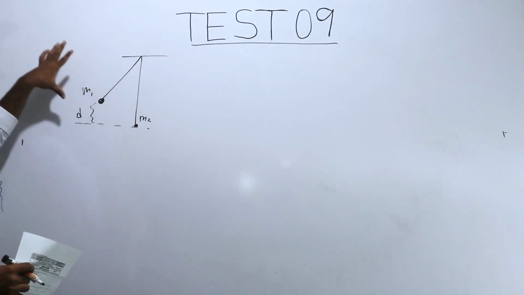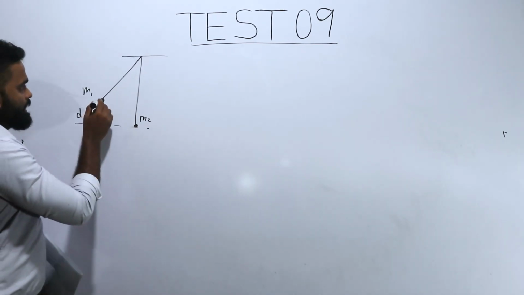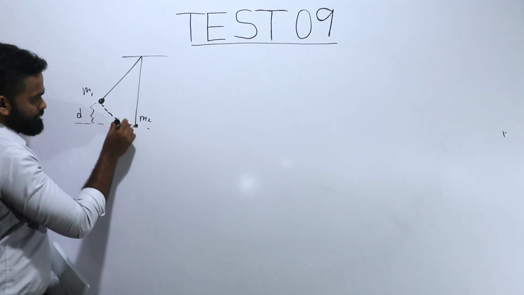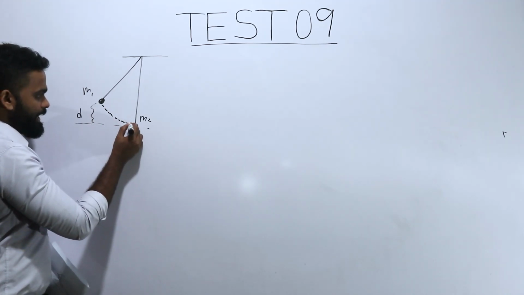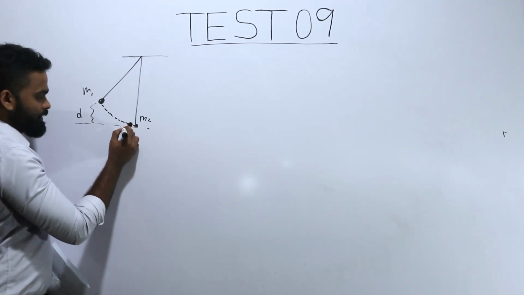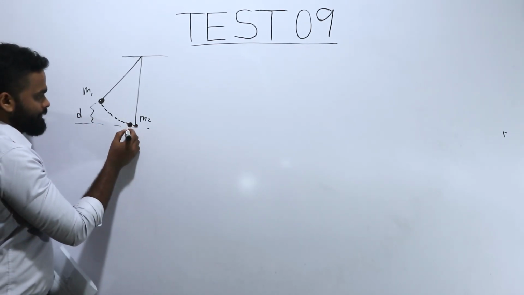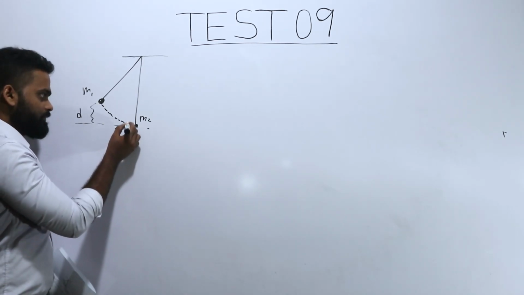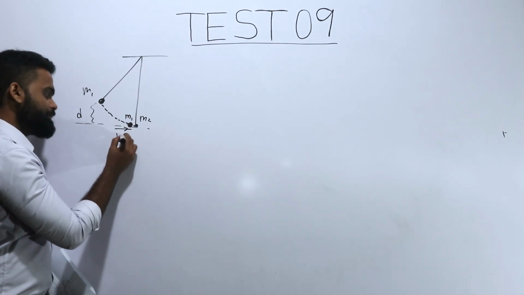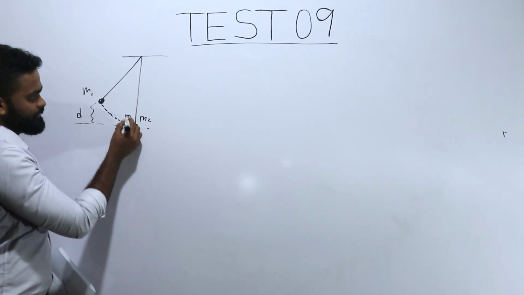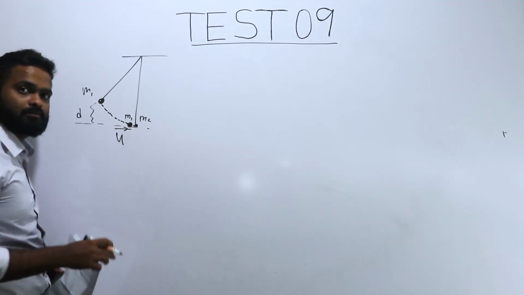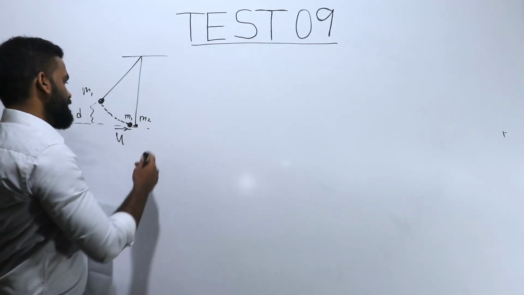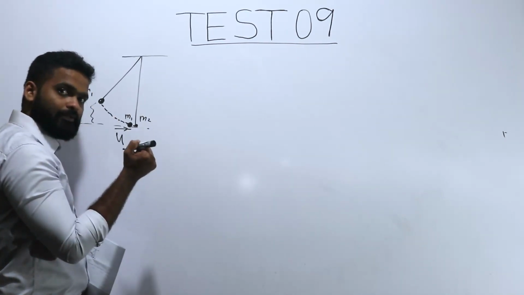Then M1 is released. So what happens? M1 moves here in a circular motion and it collides with M2. Let's say just before collision, the velocity of M1 is u. That is the velocity of M1 just before collision. So after the collision, what happens? They attach together.